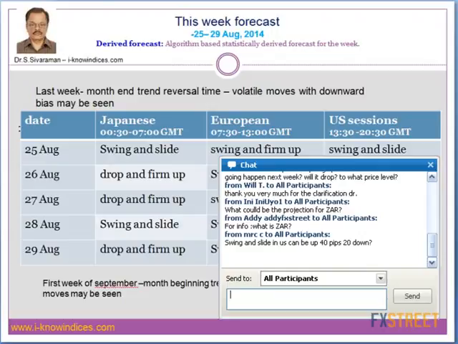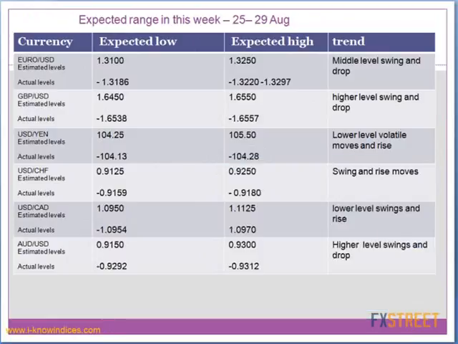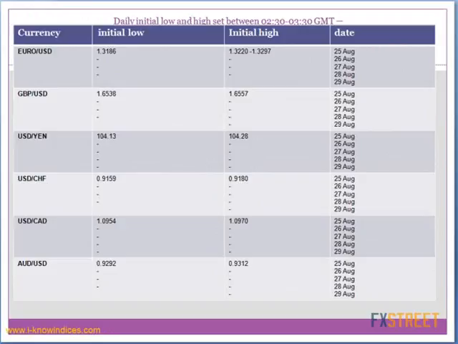Okay, this is the slide explaining the expected market moves and the levels in which the currencies are expected to make moves this week. Then the initial lows and the highs.